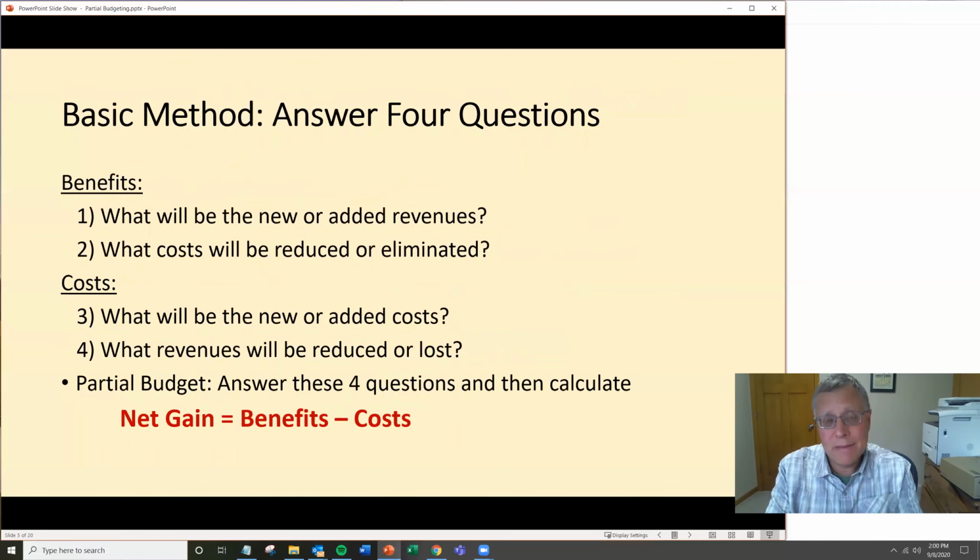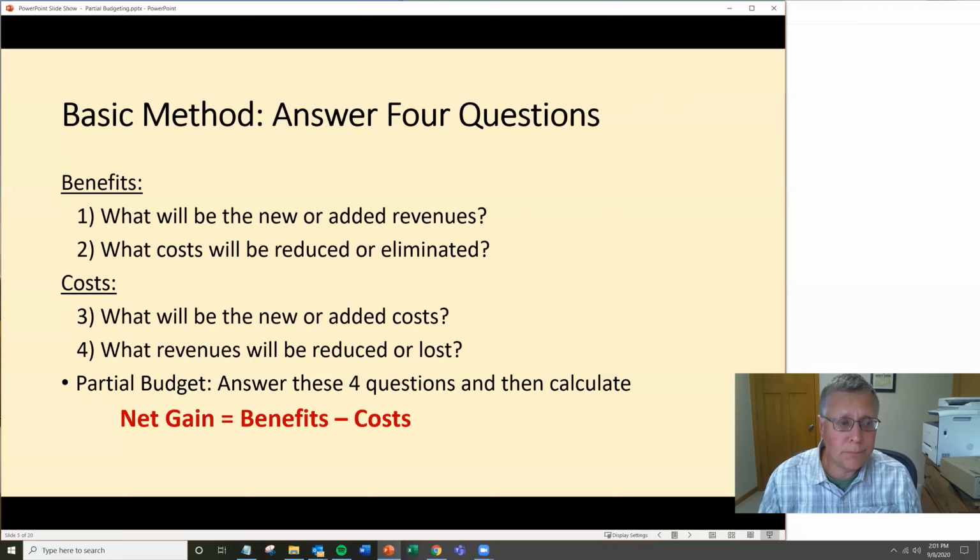So the basic methodology is to answer 4 questions. You've got 2 benefits and 2 costs to examine, and then you take the benefits, subtract the costs, and see if the net gain is positive or negative. So what are the benefits questions? What are the new or added revenues you're going to pick up? And then what are some costs that you're going to reduce or completely eliminate? Those are both benefits. Your revenues go up or your costs go down. Then on the cost side, you have the reverse.